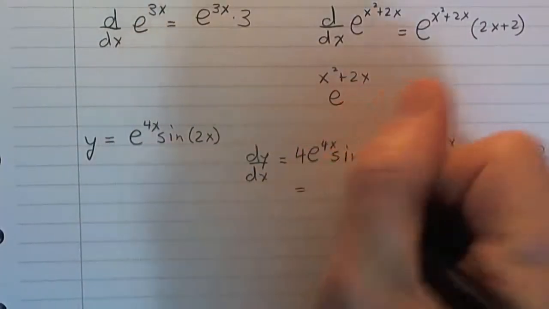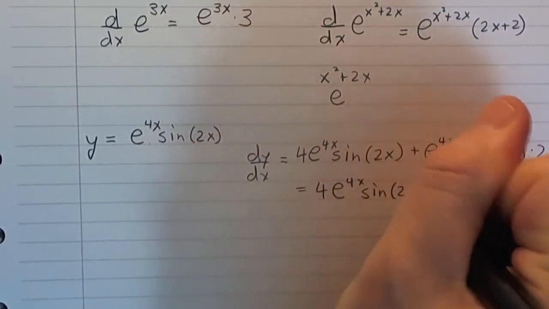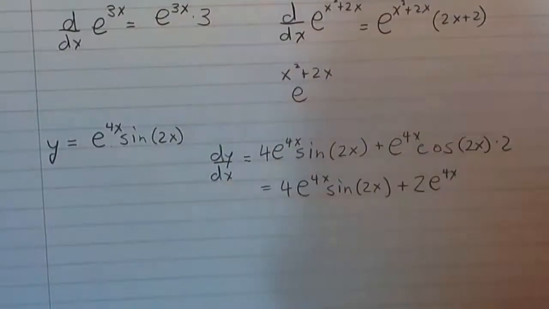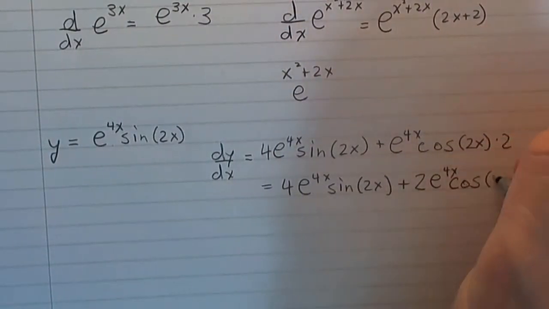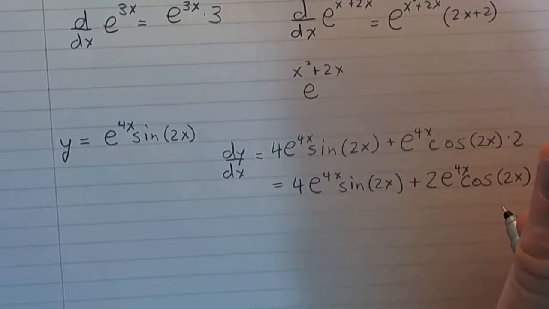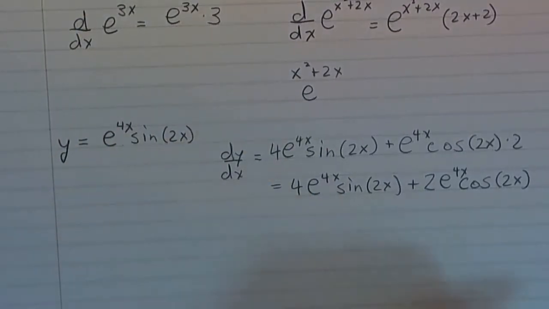Now let's see what we've got here. We've got 4e to the 4x sine 2x plus, look at this, 2e to the 4x times cosine 2x. And there we have it. There's our derivative. So we have just added to our knowledge of derivatives the derivative for e to the x. And all the other rules and all that we've accumulated, those all still apply. This is just another differentiation formula.